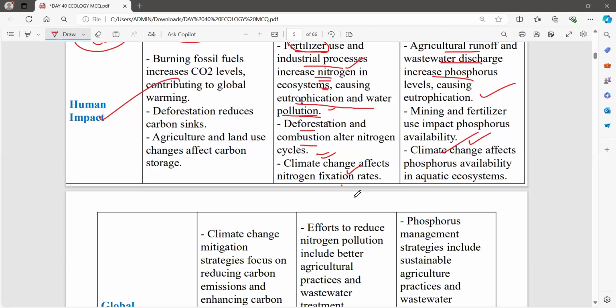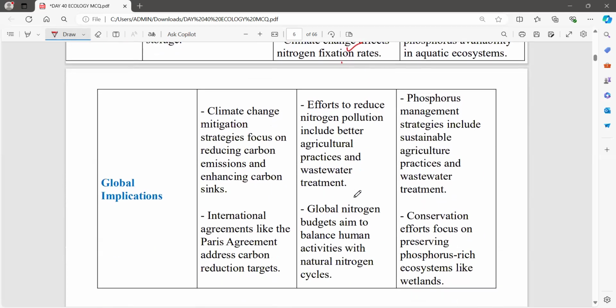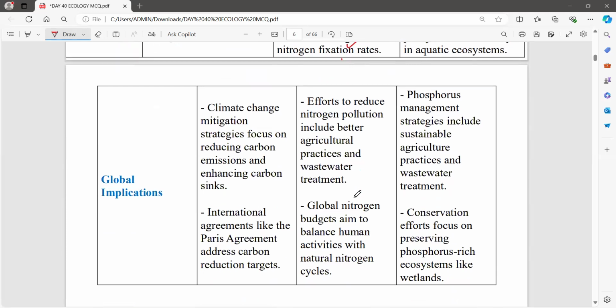Climate change will always affect the level of minerals. It affects the mineralization. Okay, again the same thing. And what are all the implications present globally?